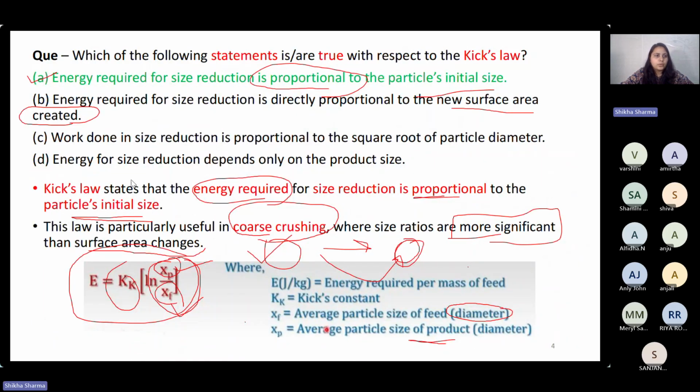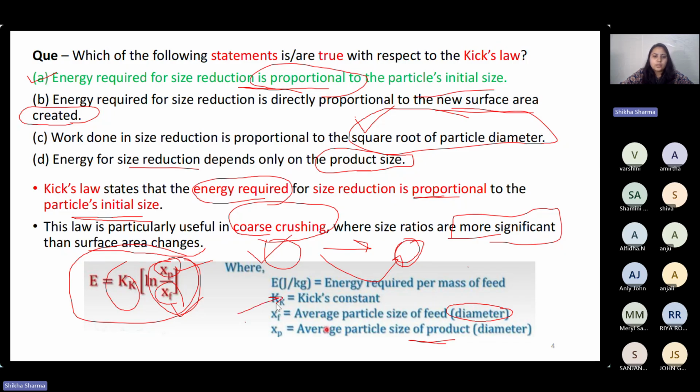So here, the square root of the particle diameter is about Bond's law. So the first option is basically more related to Kick's law here. Then the fourth option says that energy for size reduction depends only on the product size. It is not true that the energy only depends on product size. It depends on other factors also. That's why we are using this Kick's constant term also here. So only option A is correct here.